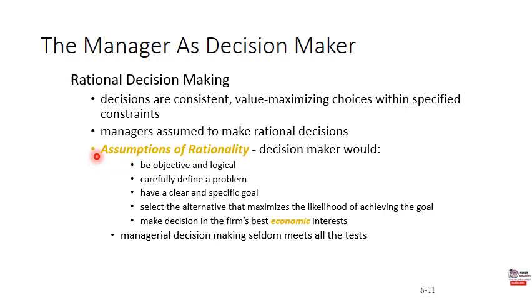Now there are certain assumptions of rationality. We assume that while taking the decision, a decision maker would be objective and logical, carefully define a problem, have a clear and specific goal, select the alternative that maximizes the likelihood of achieving the goal, and make a decision in the firm's best economic interest. Managerial decision making seldom meets all these tests, but we assume that while taking the decision, a manager should try to keep in mind these assumptions.